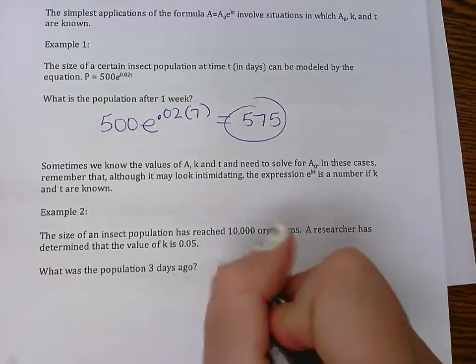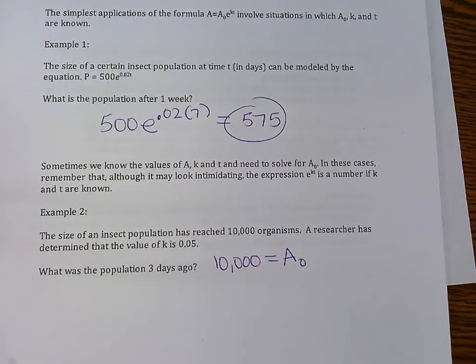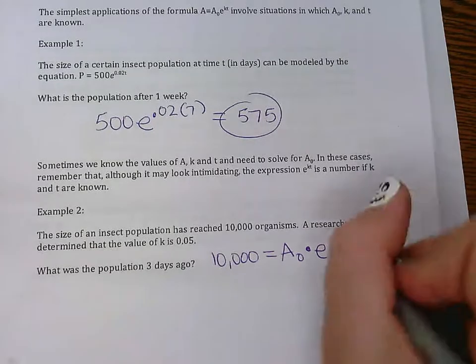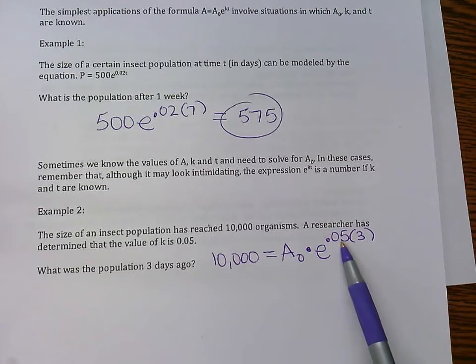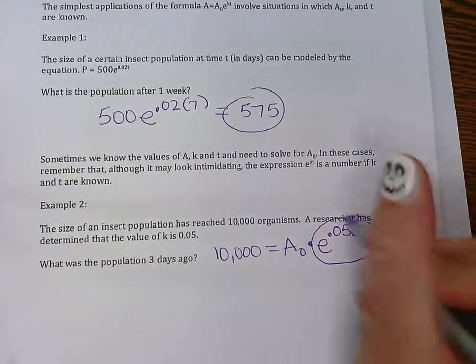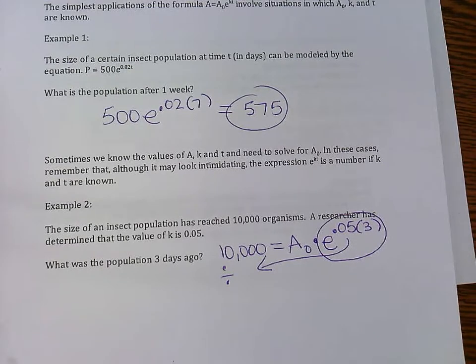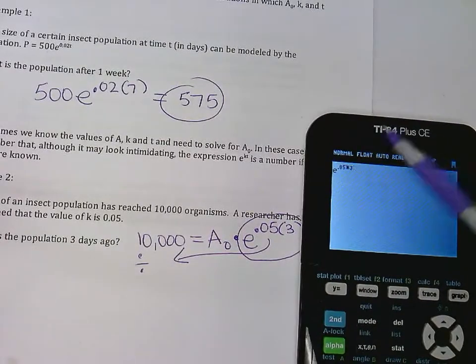So the way I would set this up, my current population is 10,000. I want to find A sub 0, the initial population, and that's times e to the 0.05 times 3. So I'm plugging in k and I'm plugging in t. This is just a number on my calculator. So I can just take that number and divide it to the other side. So first you want to find e to the kt. So here's e to the 0.05 times 3.